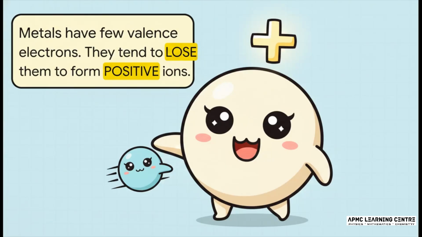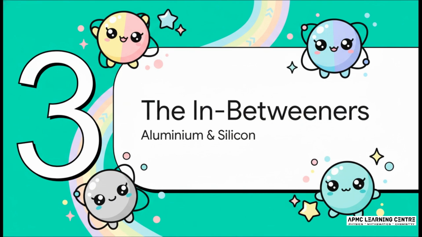So here's the bottom line. Metals, like sodium with its single lonely valence electron, don't hold on to it very tightly. It's kind of out there all by itself. So it's just way easier to let it go, to give it away. And when an atom loses a negative electron, what's left? A positive charge. So it becomes a positive ion. That's why we call them givers. Generous, right? Okay, let's keep moving.